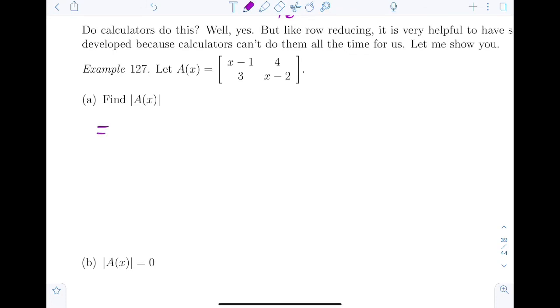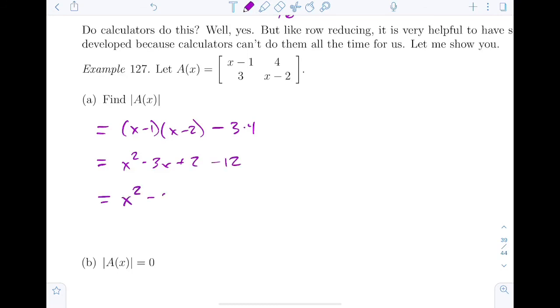So how do we find a determinant like this? Well, same deal, it's a 2x2, so it's just going to be (x minus 1) times (x minus 2) minus 3 times 4. And so there's the determinant. And now let's simplify this thing. So that's going to be x squared minus 1x minus 2x is minus 3x, plus 2 minus 12, is x squared minus 3x minus 10.